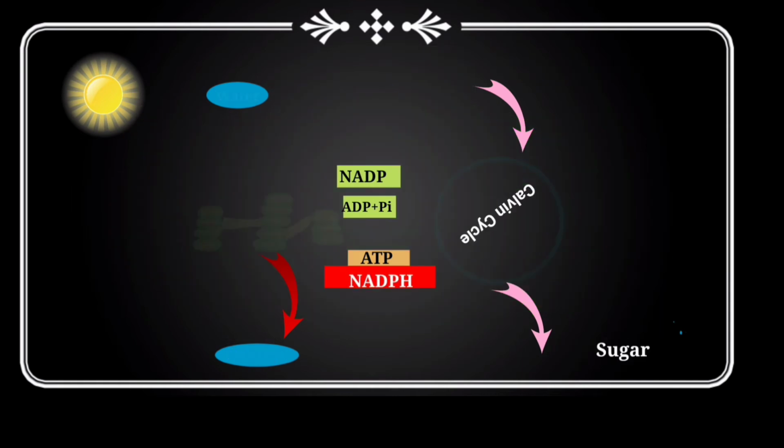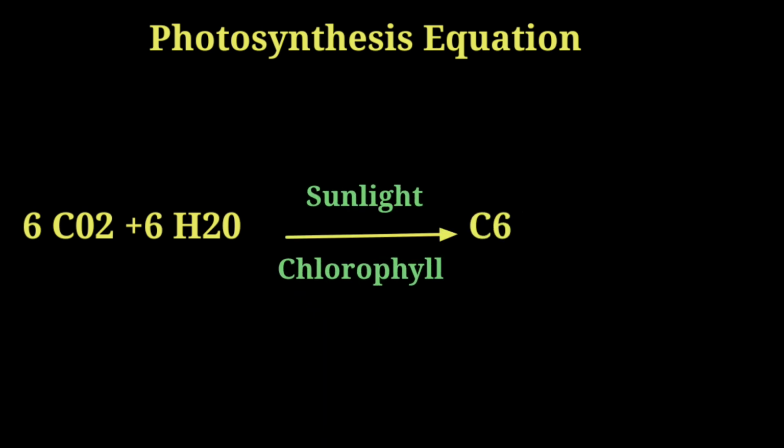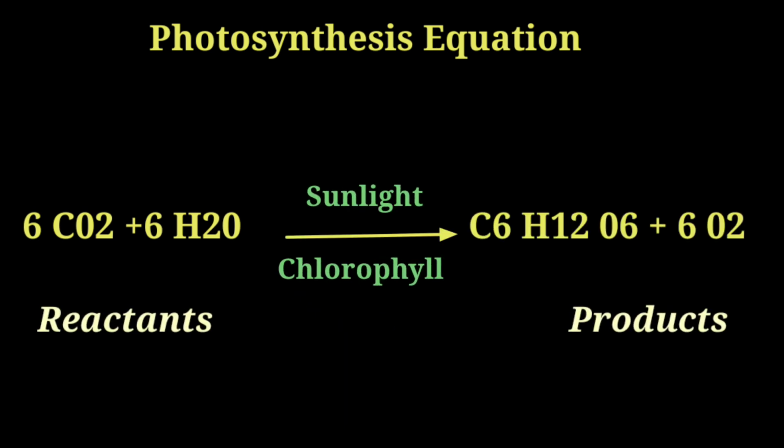reactions. Photosynthesis equation. The photosynthesis reaction involves two reactants, carbon dioxide and water. These two reactants yield two products, namely oxygen and glucose. Hence, the photosynthesis reaction is considered to be an endothermic reaction.